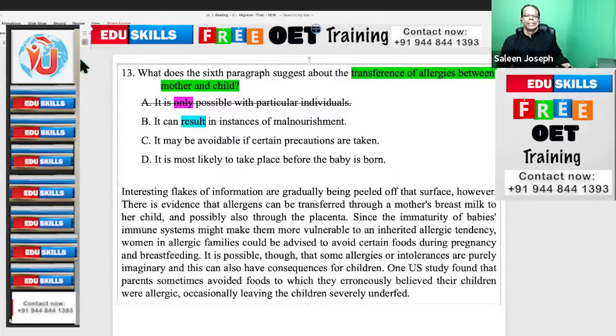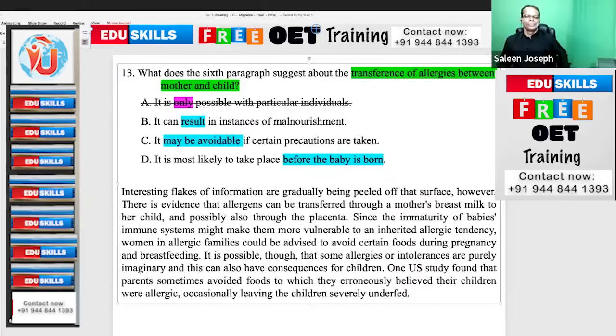Third one: it may be avoidable if certain precautions are taken. It is most likely to take place before the baby is born, before the birth. So we have to think whether the transference of allergies between mother and child is after the baby is born or before the baby is born. Before? After?